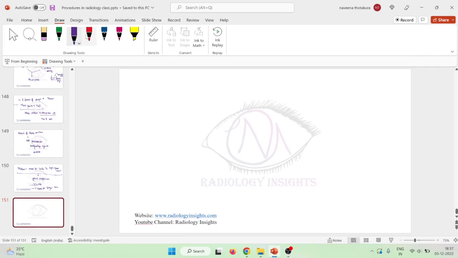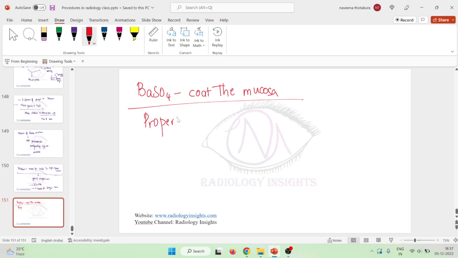Hello friends, let us now learn about barium sulfate. Barium sulfate will coat the mucosa. Coating the mucosa is one important property. Now, what are the properties or characteristics which will influence the coating of the mucosa by barium sulfate?